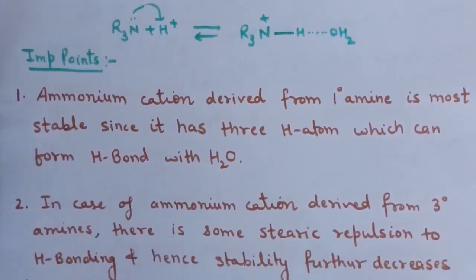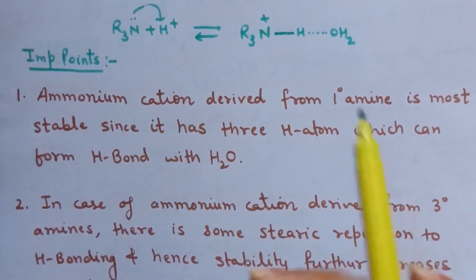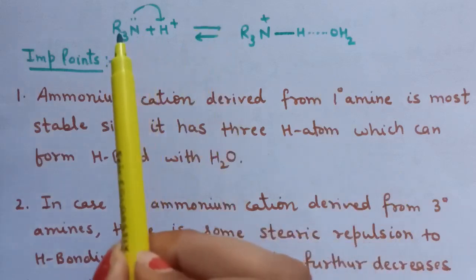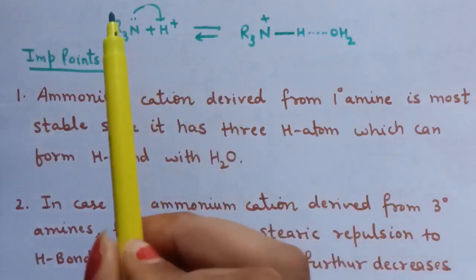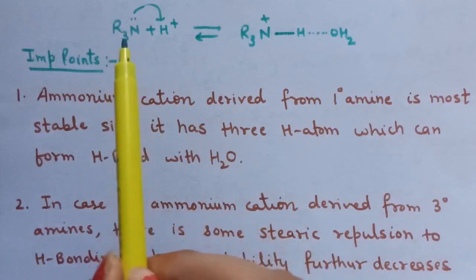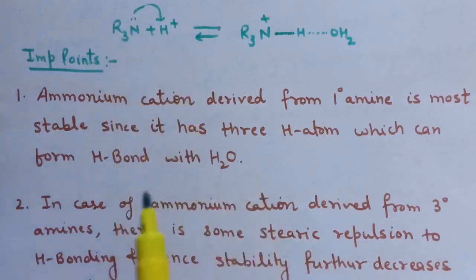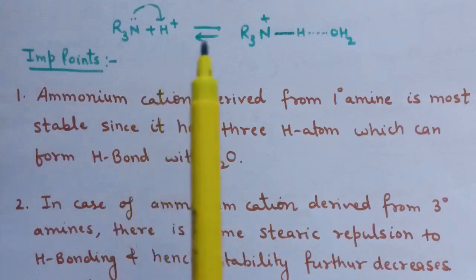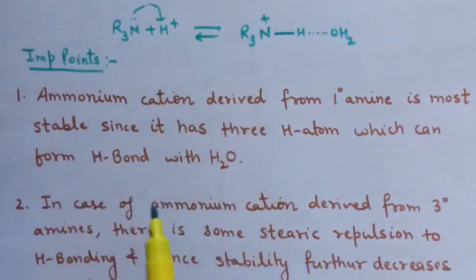Second point is, in case of ammonium cation derived from tertiary amine, there is some steric repulsion to the hydrogen bonding. Now in case of tertiary amine, here 3 R groups are present. Now these 3 R groups will create some repulsion and therefore the extent of hydrogen bonding decreases, which further decreases the stability. So here in case of ammonium cation derived from tertiary amine, there is some steric repulsion to the hydrogen bonding and hence stability further decreases.